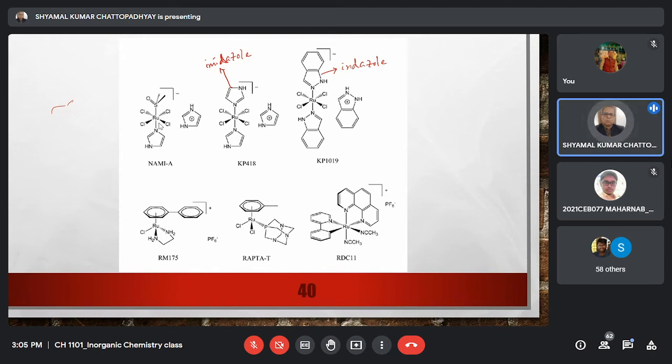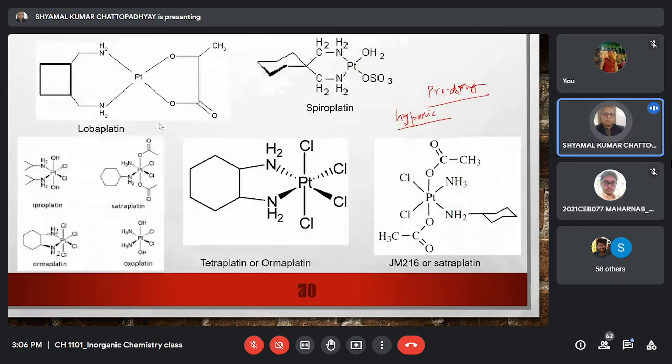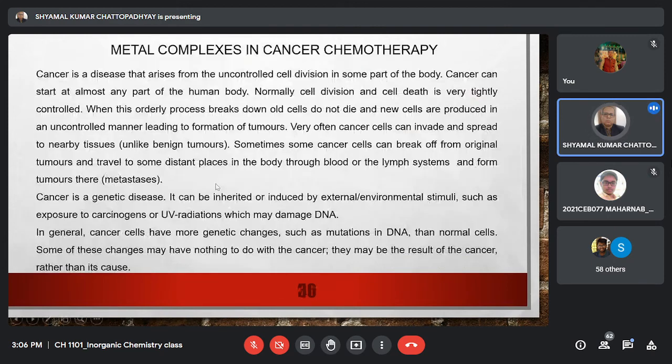And also probably some of you may know that in cancer there are 2 kinds of growths. One is called the primary cancer, which I have already discussed, and the other is called secondary cancer cells or metastasis. As I have told you previously in this slide, sometimes some cancer cells can break off from the original tumors and travel to distant places through blood or lymph, creating metastasis. This metastasis, I have told you, is more dangerous than the normal cancer cell.